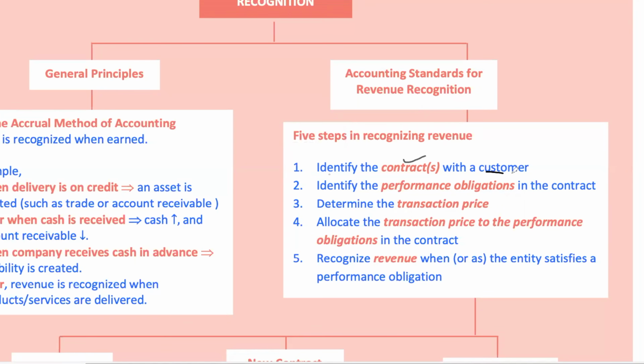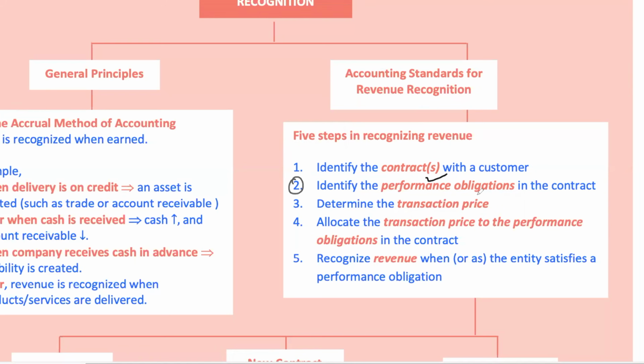Step one: identify the contract with a customer. This step involves determining whether a contract exists, which is essentially an agreement between two parties with commercial substance. For a contract to be valid under IFRS, it's probable that the company will collect the consideration.